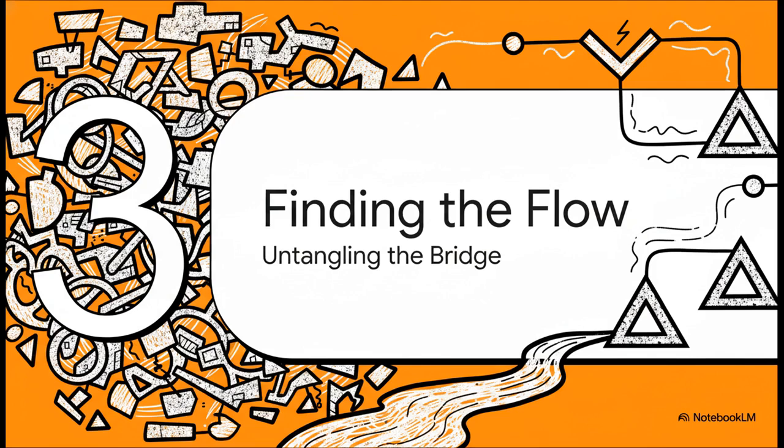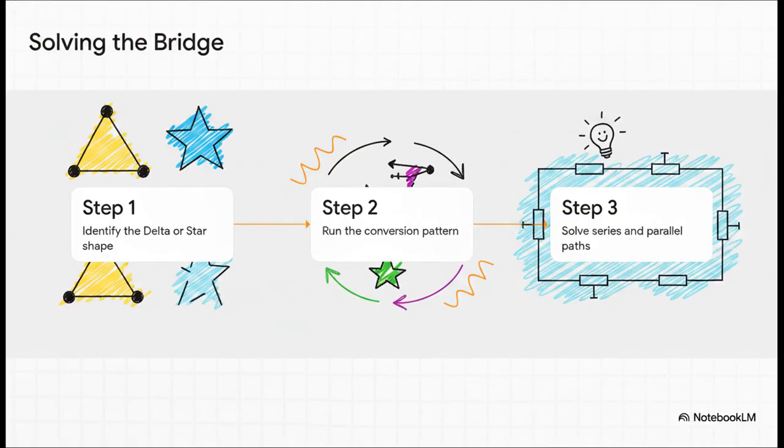Section 3. Finding the flow. Untangling the bridge. Let's take this newfound trick and apply it back to our initially stuck problem. When you're sitting in an exam, just break the workflow into these 3 highly manageable, low-stress steps. Step 1, visually identify the delta or star. Step 2, run the conversion pattern to shapeshift it. Step 3, take a breath and enjoy the fact that your circuit is opened up and everything has beautifully returned to the comfortable series and parallel rules you already know.